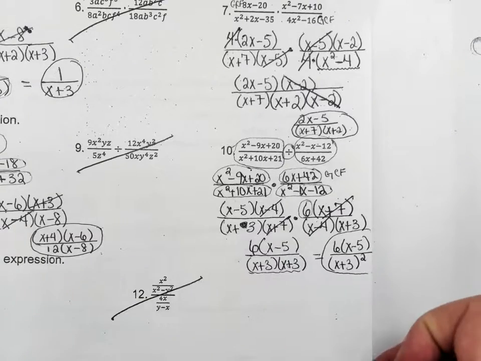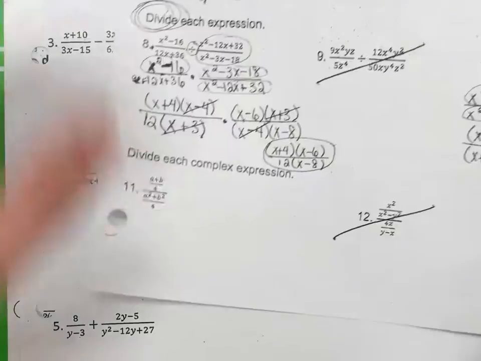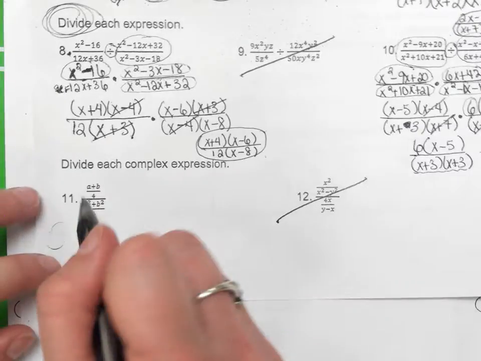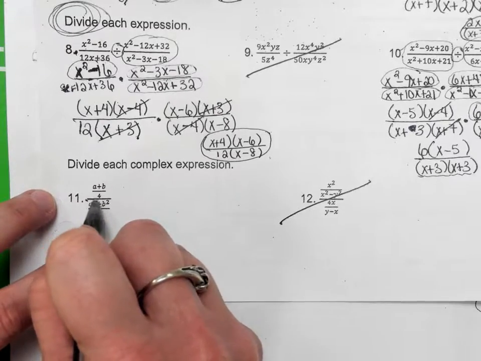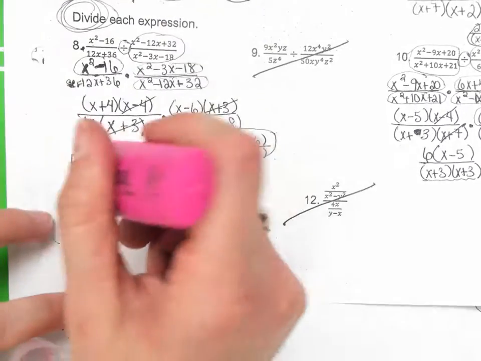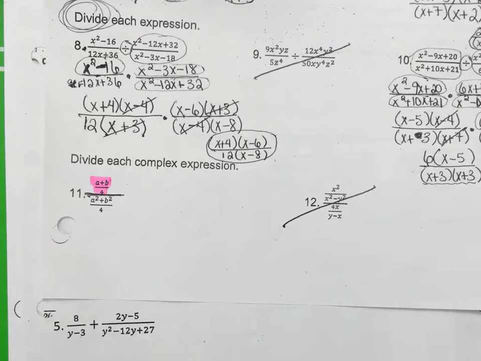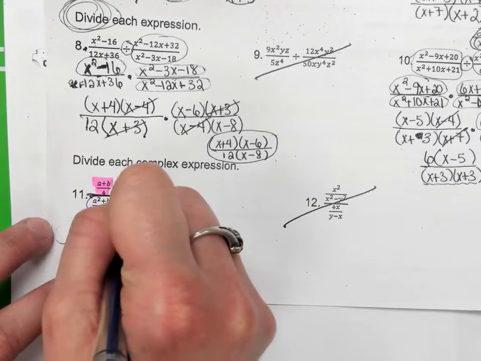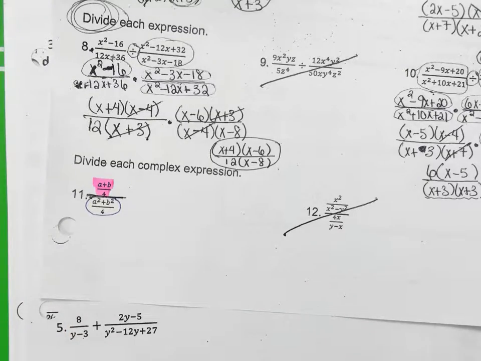All right, we're going to do one more on this page, and then that'll be it. That's number 11. Number 11 is the exact same thing. You are still dividing. They just put both of them as one huge fraction. So you have one fraction up here, that's your first fraction, and then you have a second fraction down there.